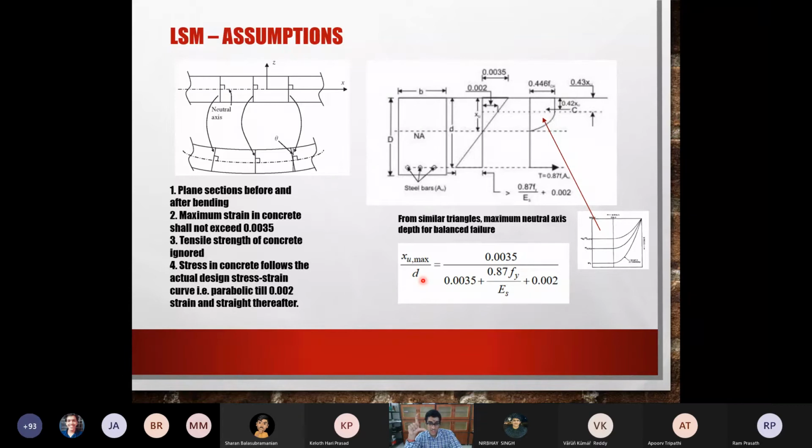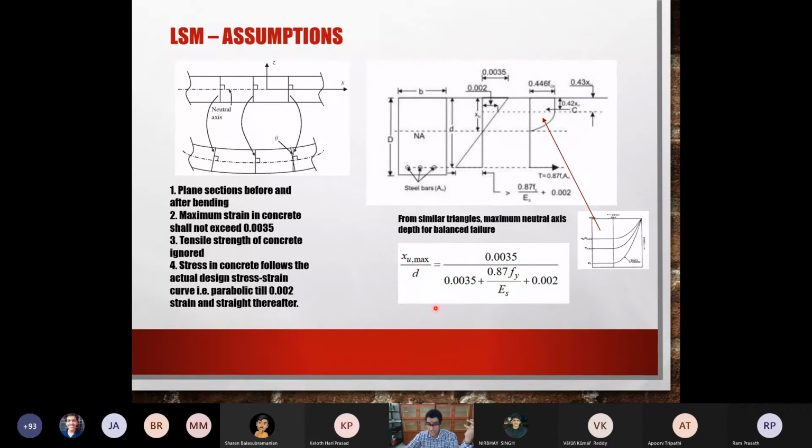Do you remember yesterday in the problem we had one K for the balanced neutral axis? If you go below the balanced neutral axis, it is over-reinforced; above the balanced neutral axis, it is tension failure, below is compression failure. You remember that, right? So this XU max is similar to that KB. If XU exceeds XU max, it is over-reinforced. If XU is lesser than XU max, it is under-reinforced.